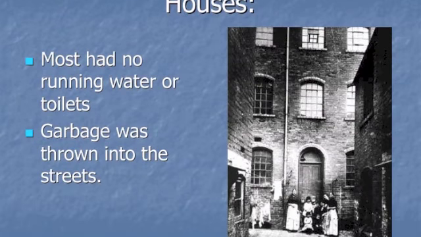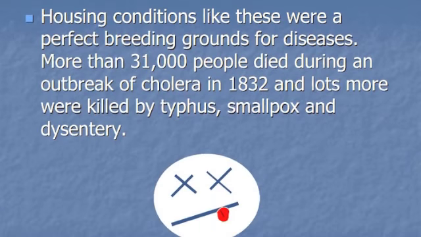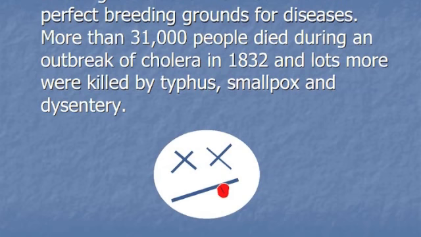Houses, most of them had no running water, and most of them had no toilets. An example is that in Manchester in England, in the 1850s, there were only 2 toilets outdoors for every 250 people. And when I say toilets, they were really just tubs that people had to empty at the end of the day. So housing conditions like this were the perfect breeding grounds for disease.